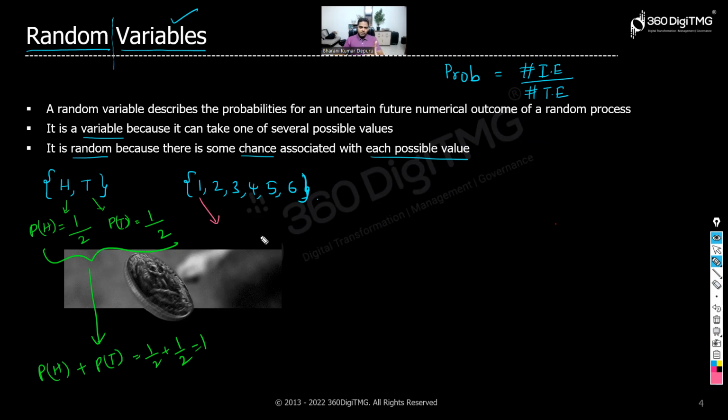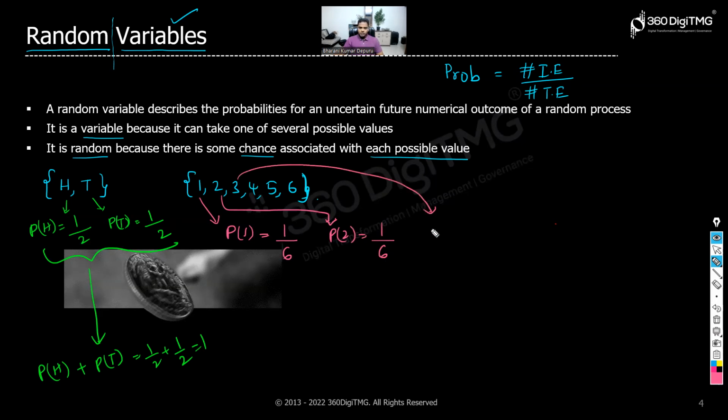If you roll a die, what is the probability that you would get a 1? 1 is a single event. Your interested event happens to be 1, which is a single event. So you'll put 1 divided by total number of events. Here, the total number of events is 6, so it's 1 by 6. What is the probability of getting a 2? The interested event is 2, which is a single event. So you put 1 upon total number of events, which is 6. So you get 1 by 6.